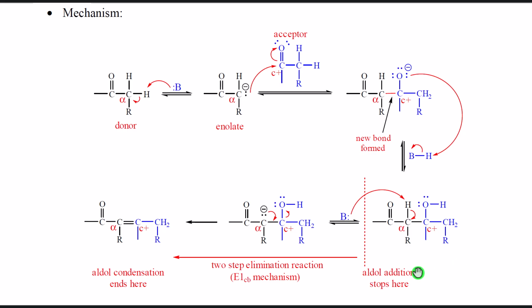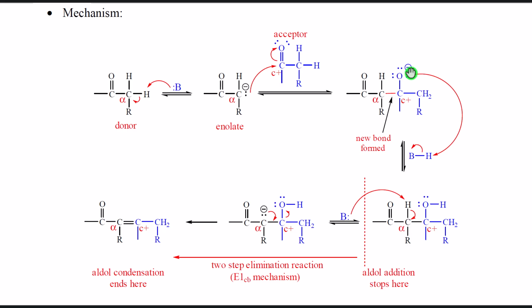This is where the aldol addition stops. However, it should be pointed out that every step in this first part of the mechanism is reversible. If a base deprotonates the aldol, we get this intermediate. This intermediate has a tetrahedral intermediate right here.